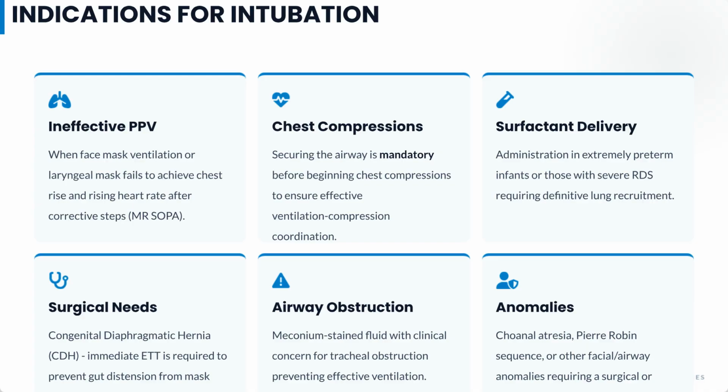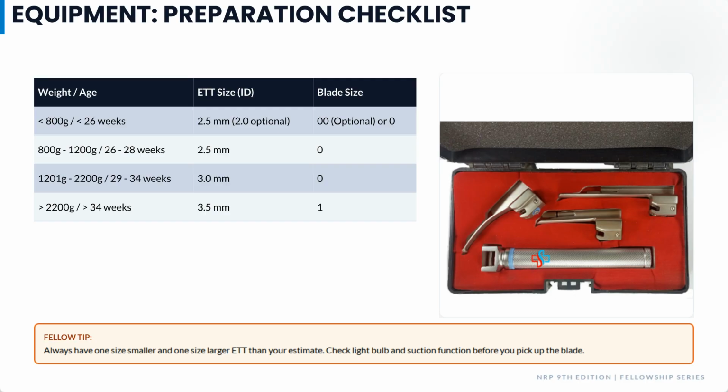Indications for intubation include ineffective positive pressure ventilation, mandatory placement for chest compressions, surfactant delivery, congenital diaphragmatic hernia, airway obstruction from meconium, and various facial or airway anomalies. A preparation checklist for equipment is essential.